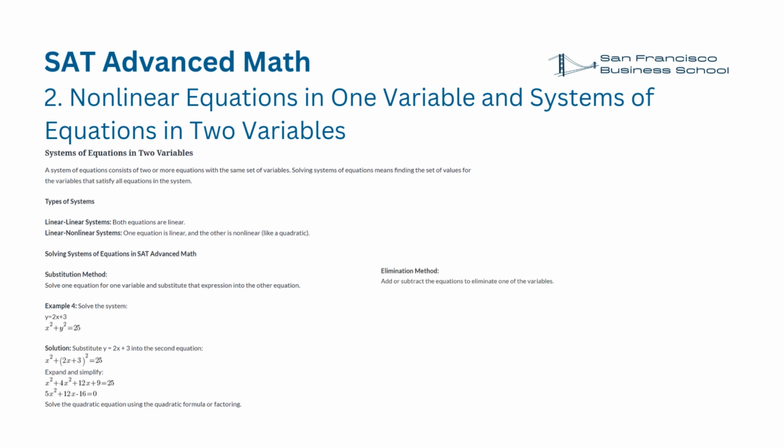Elimination method: add or subtract the equations to eliminate one of the variables. Example 5. Solve the system. x plus y equals 7. x minus y equals 1. Solution: add the two equations to eliminate y. 2x equals 8, x equals 4. Substitute x equals 4 back into x plus y equals 7. 4 plus y equals 7, y equals 3. The solution is x equals 4, y equals 3.